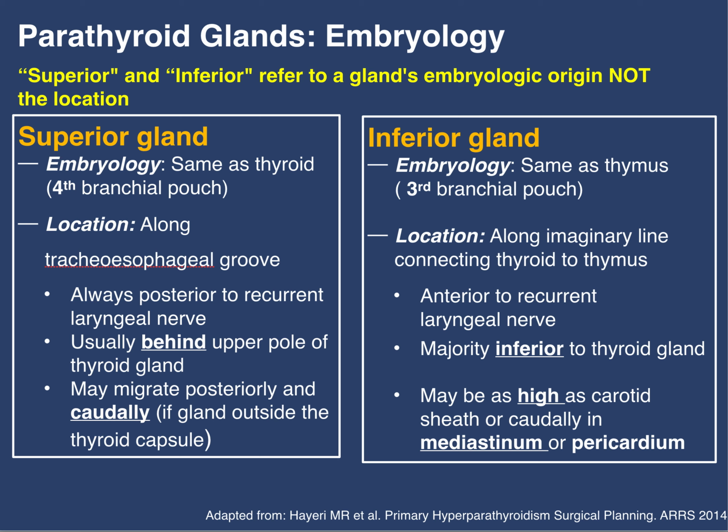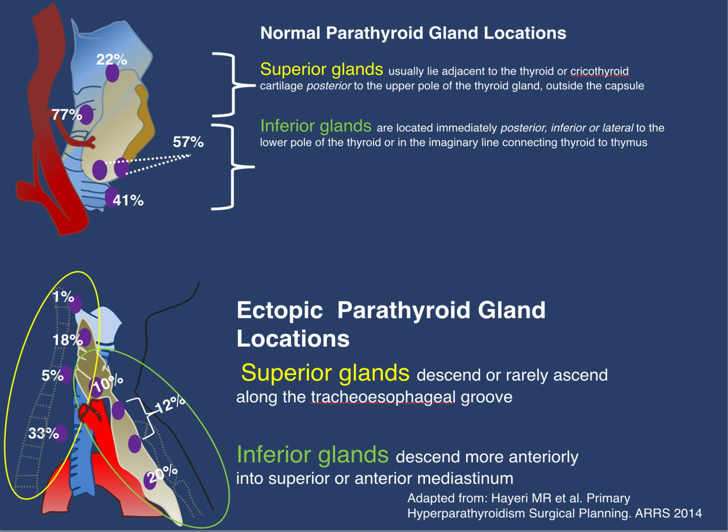Again, because of its embryology associated with thymus, it could occur anywhere from its expected location to the mediastinum, so this is much more likely to become ectopic. Superior gland, as it gets bigger, may descend and may drop down as well. So these are the most typical locations for both superior and inferior glands.